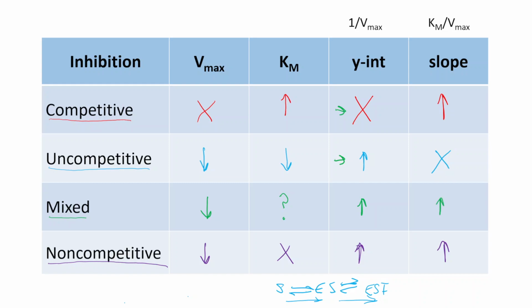Does anybody have any questions about how these work? Yeah, so we have a mixture of competitive and uncompetitive. In competitive, our Km is going up. In uncompetitive, our Km is going down. For a mixed inhibitor, it's a combination of the two, but not necessarily an equal mixture. It might be a little bit more competitive, or a little bit more uncompetitive. Depending on which one contributes more, it could go up or down, or stay the same, in which case it's non-competitive.